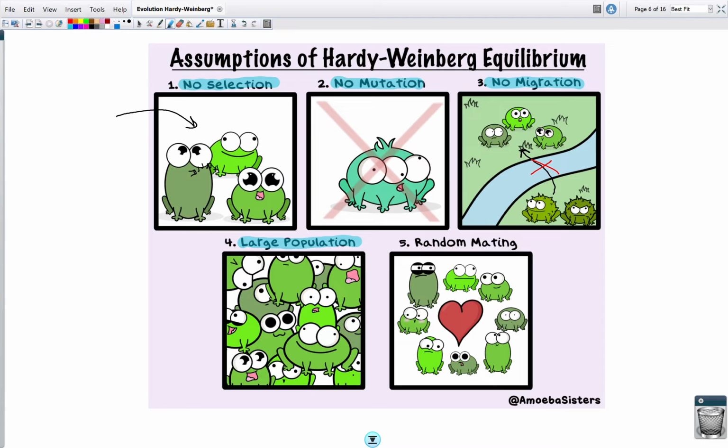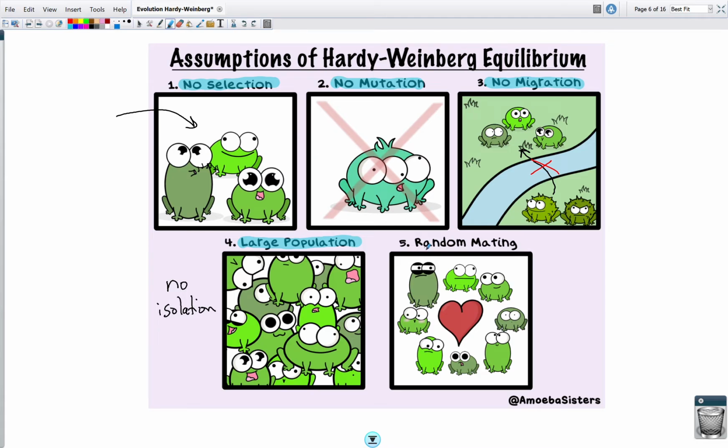Well, that means there's no isolation. And if there's no isolation, then that doesn't allow organisms to evolve into separate species. Remember, we said geographic isolation leads to all those reproductive isolations, temporal isolation, for example, or behavioral isolation, or hybrid isolation, and that's what really leads to speciation. Hardy and Weinberg don't want that. They want to eliminate those factors.